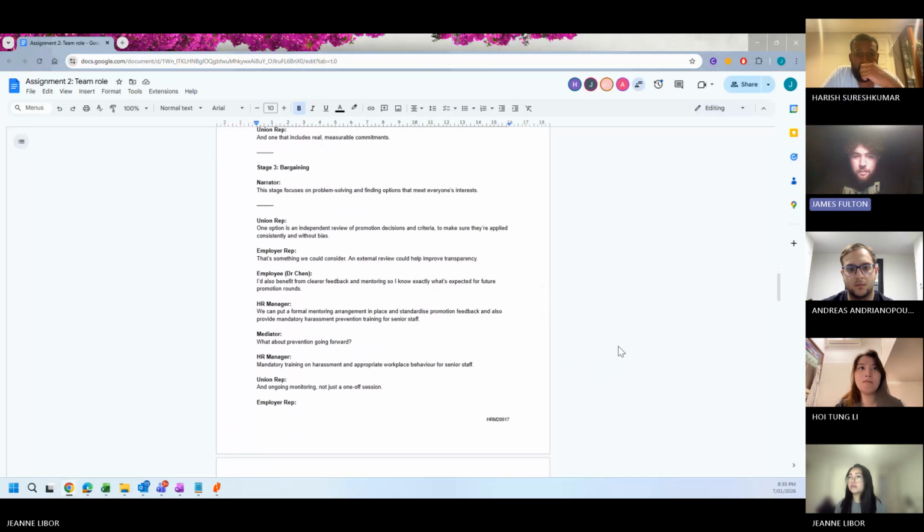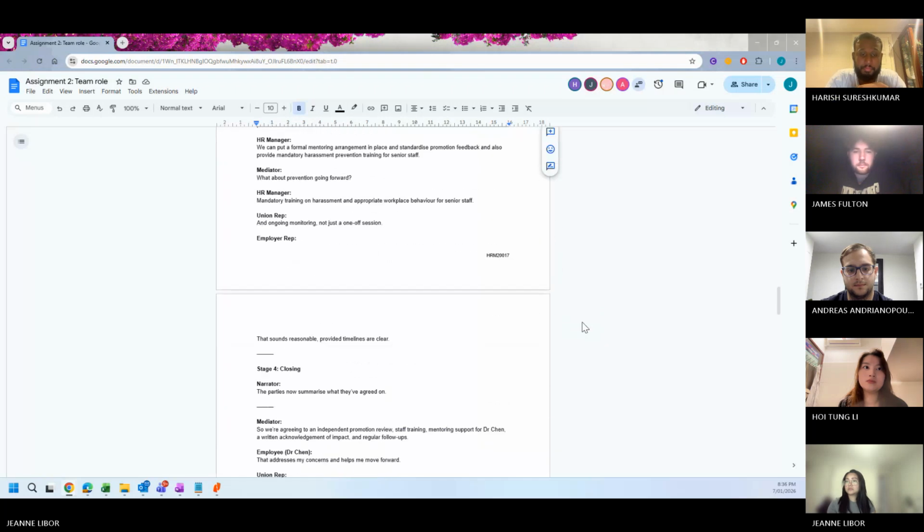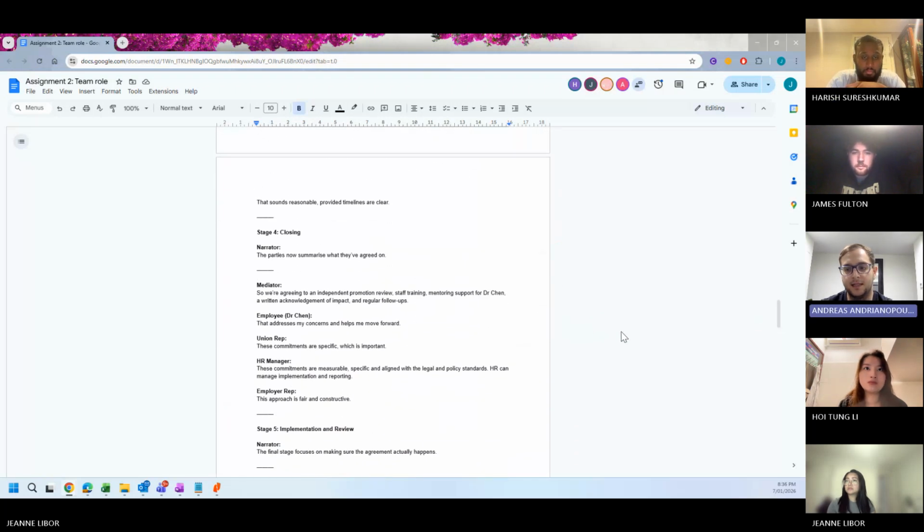The bargaining stage focuses on problem solving and finding options that meet everyone's interests. One option is an independent review of promotion decision and criteria to make sure they're applied consistently and without bias. That's something we could consider. An external review could help improve transparency. I'd also benefit from clearer feedback and mentoring so I know exactly what's expected for future promotion rounds. We can put a formal mentoring arrangement in place and standardize promotion feedback and also provide mandatory harassment prevention training for senior staff. What about prevention going forward? Mandatory training on harassment and appropriate workplace behavior for senior staff. And ongoing monitoring, not just a one-off session. That sounds reasonable, provided timelines are clear.